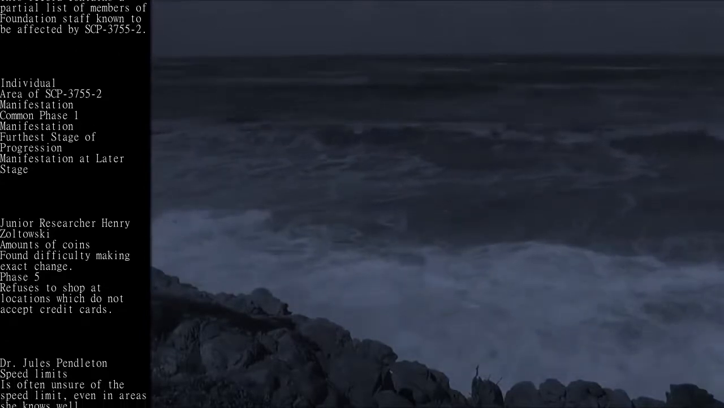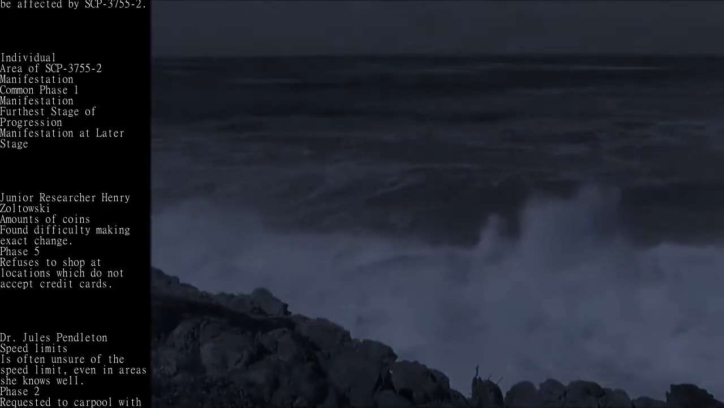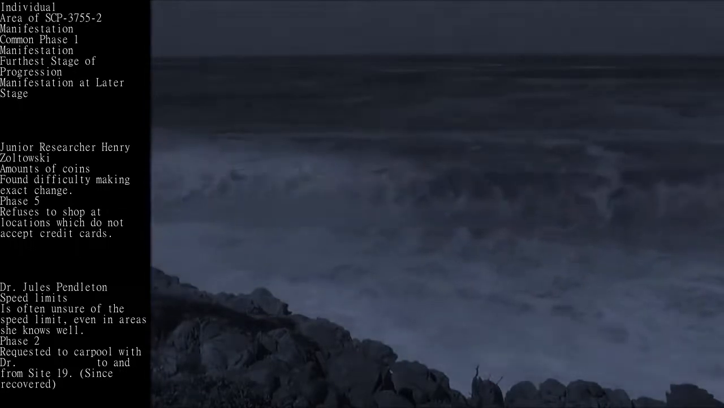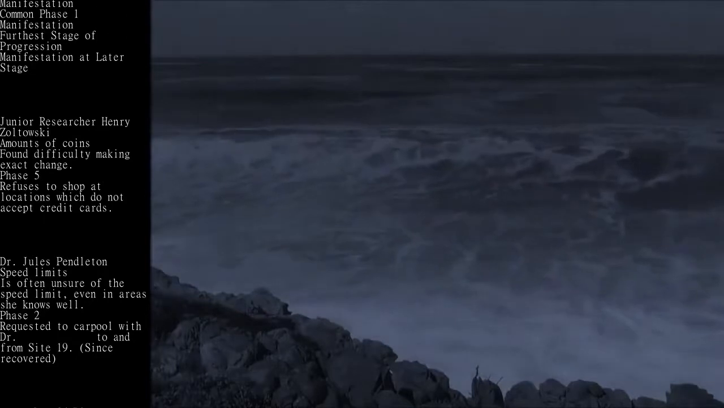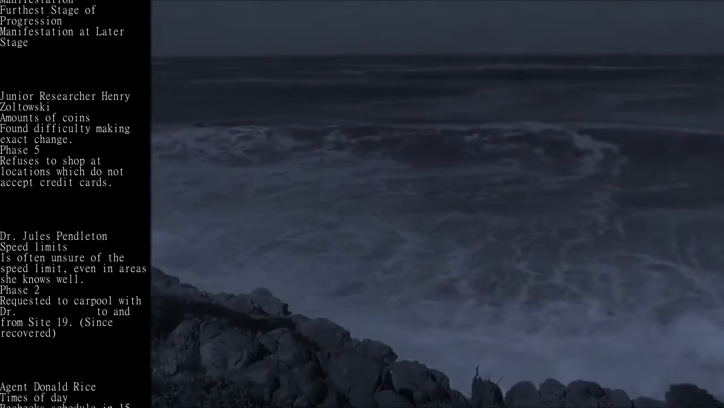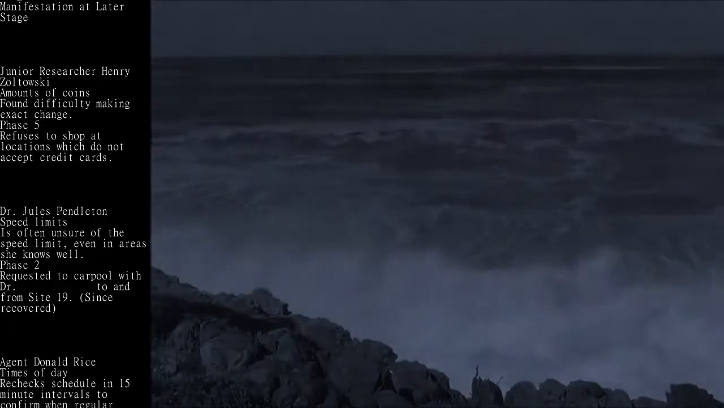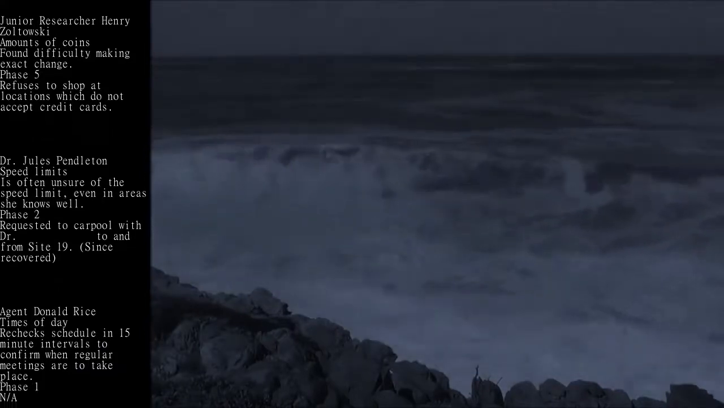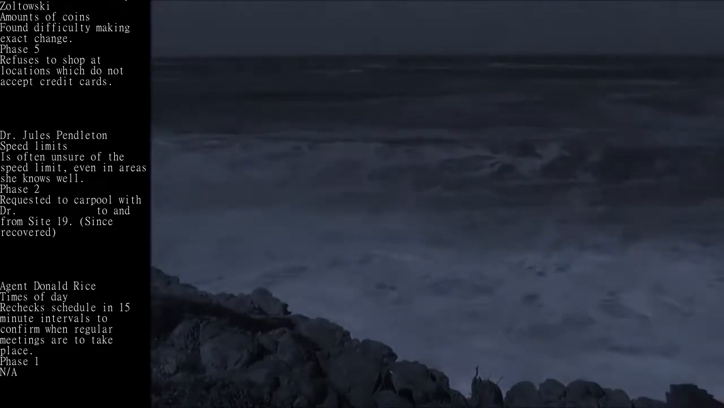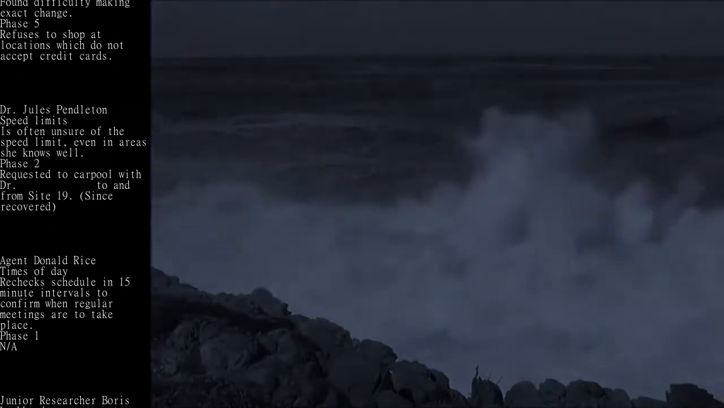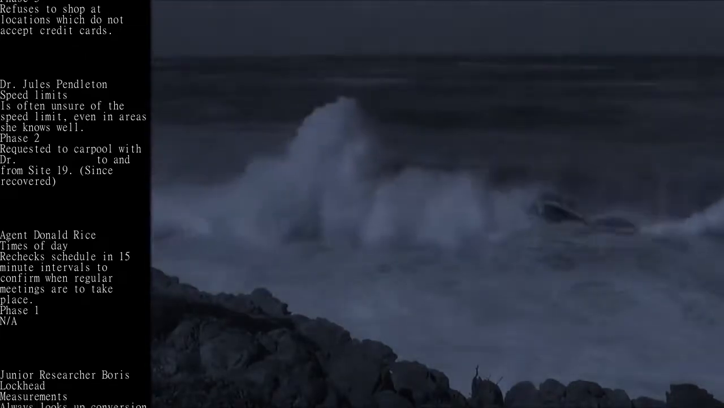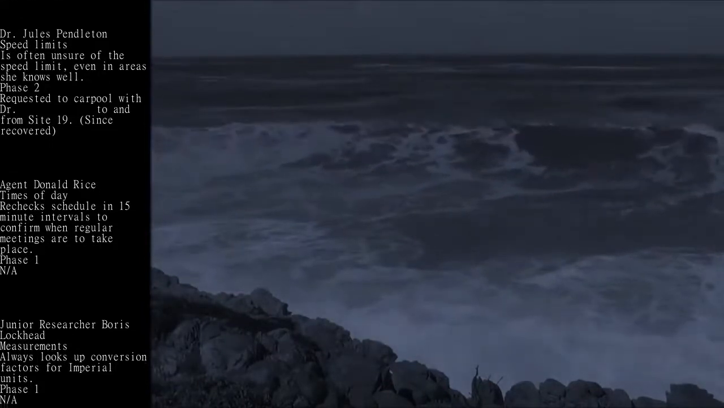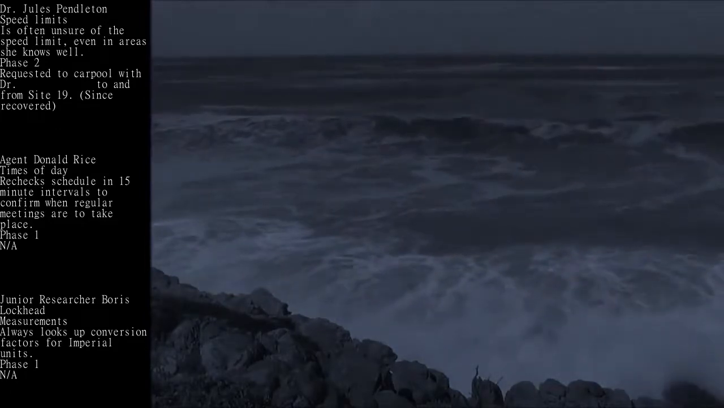Addendum: Document SCP-3755-A. SCP-3755-2 manifestation log. Clearance level 2/3755 confirmed. This record contains a partial list of members of Foundation staff known to be affected by SCP-3755-2. Individual, area of SCP-3755-2 manifestation, common Phase 1 manifestation, furthest stage of progression, manifestation at later stage. Junior researcher Henry Zoltowski, amounts of coins found. Difficulty making exact change. Phase 5. Refuses to shop at locations which do not accept credit cards.